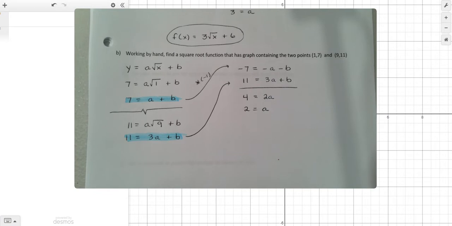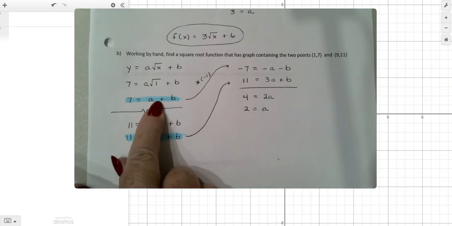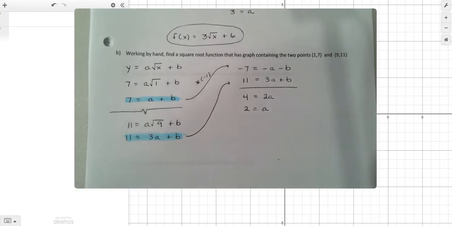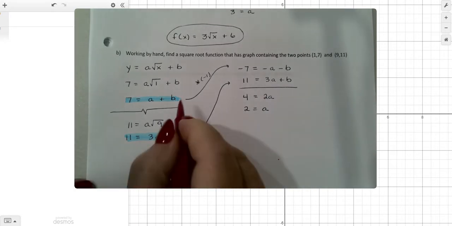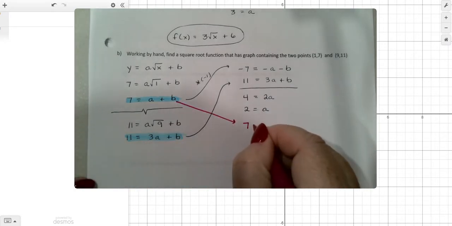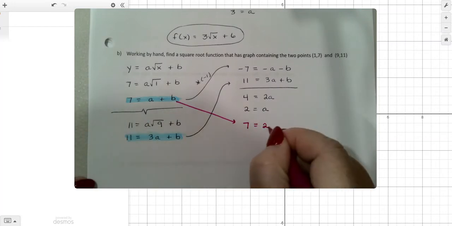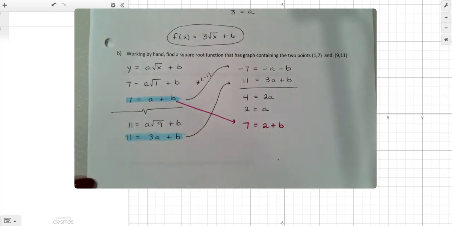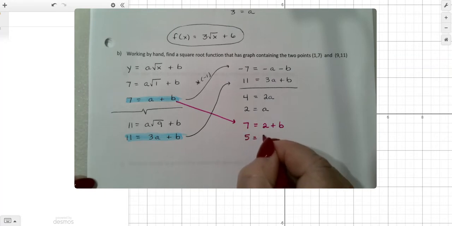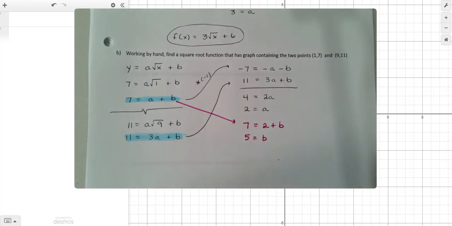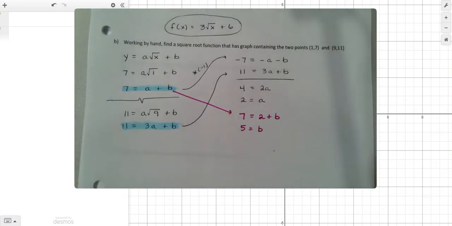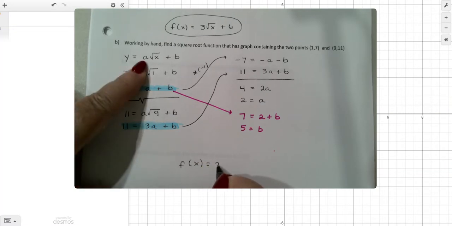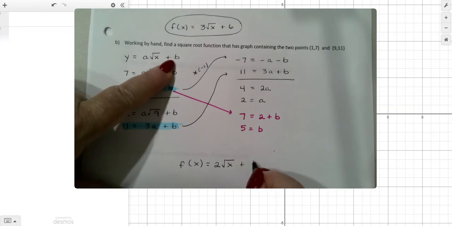If a is 2, I could plug that back into this equation. It doesn't matter, by the way, which one you use. I now know a is 2. So that's going to give me 5 for b. So I know both a and b. That means that my function is my a, 2, square root x, plus my b, 5.